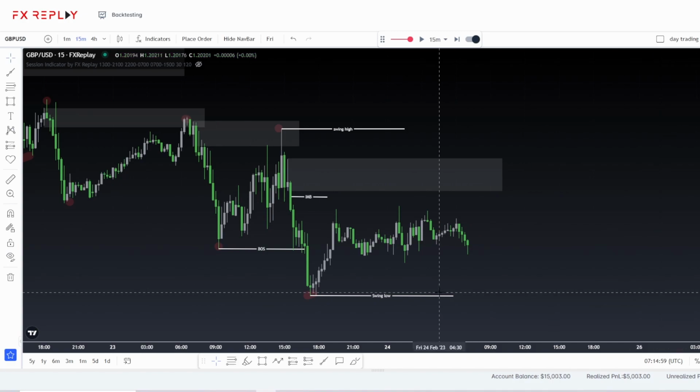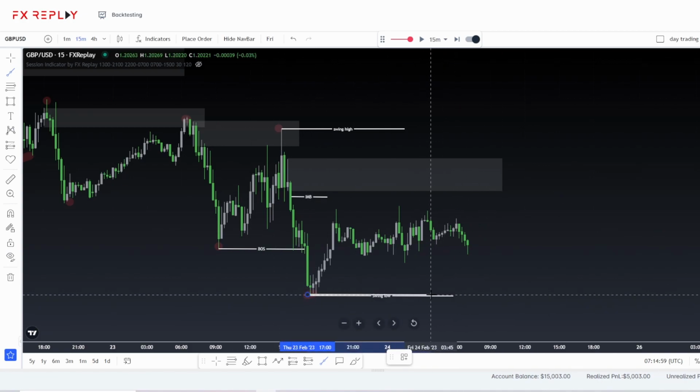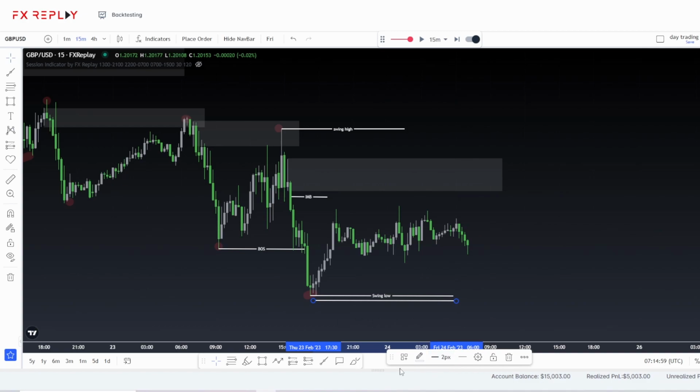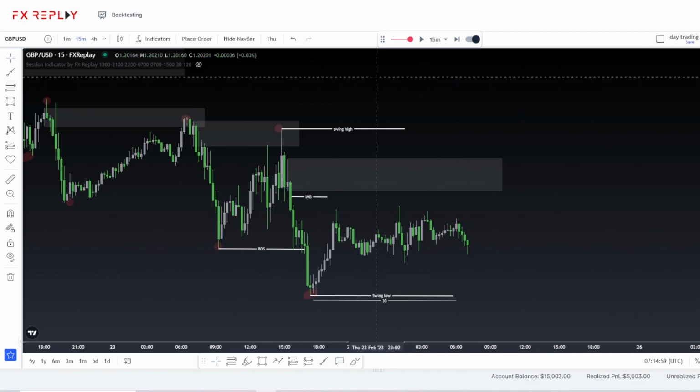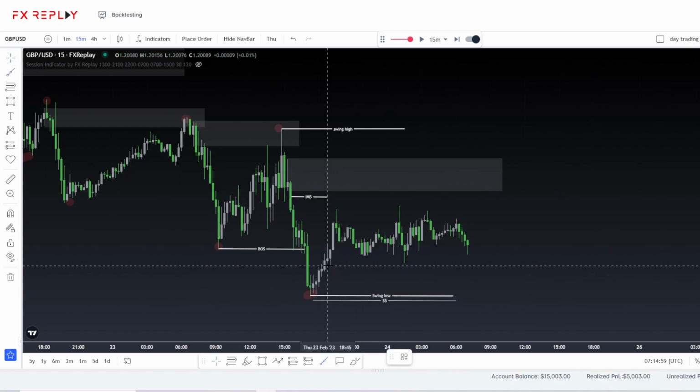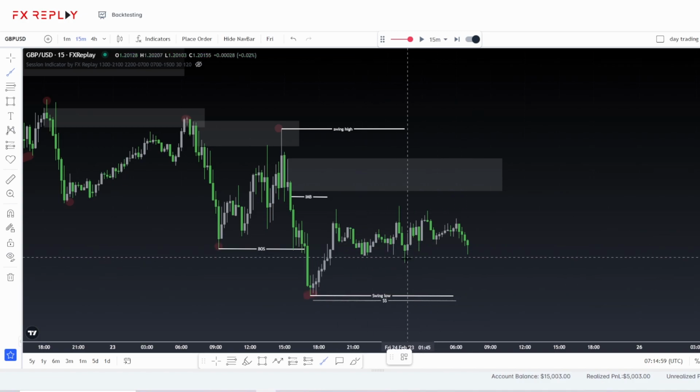Now it's time to mark out the liquidity. So as you know, every high and low is liquidity. So this low here is liquidity. Okay, so let me just do that. Alright, we have liquidity at the low. We also have just a range of liquidity here.